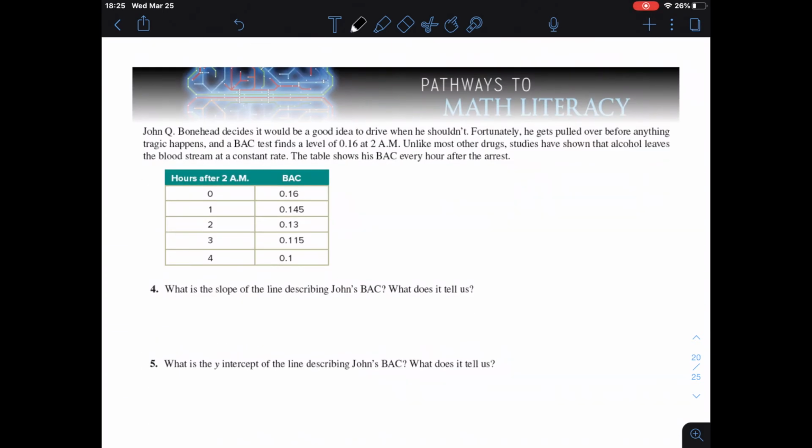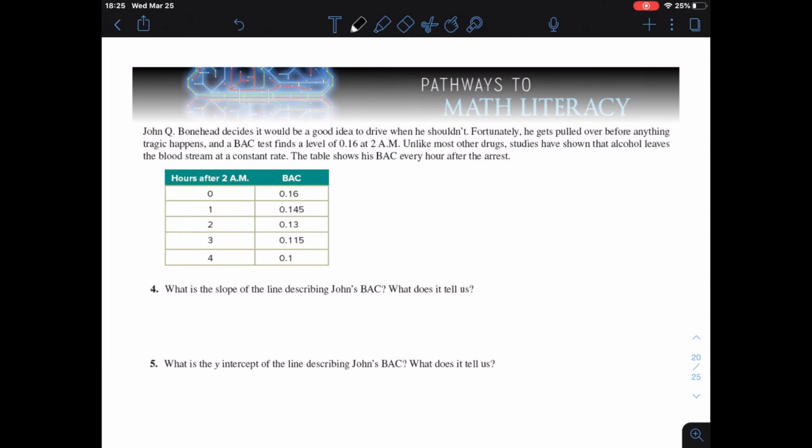Okay. Now a different person, which we're going to call John Q. Bonehead, decided it would be a good idea to drive when he shouldn't have. But he did get pulled over before anything happened. So when he does get pulled over, it's found out that he has a blood alcohol concentration of 0.16 at 2 o'clock in the morning.